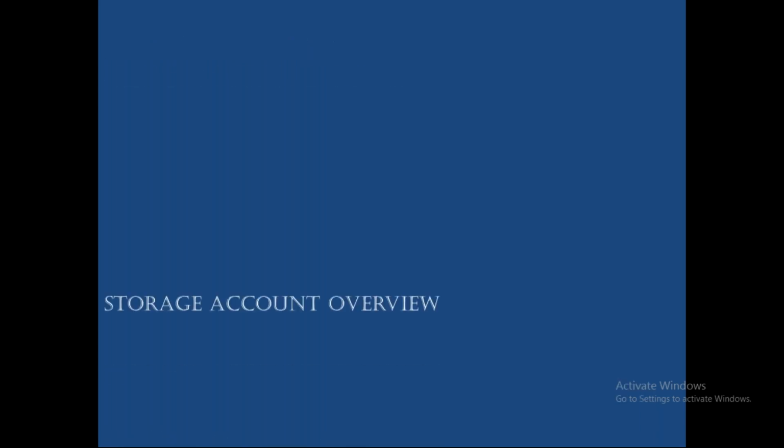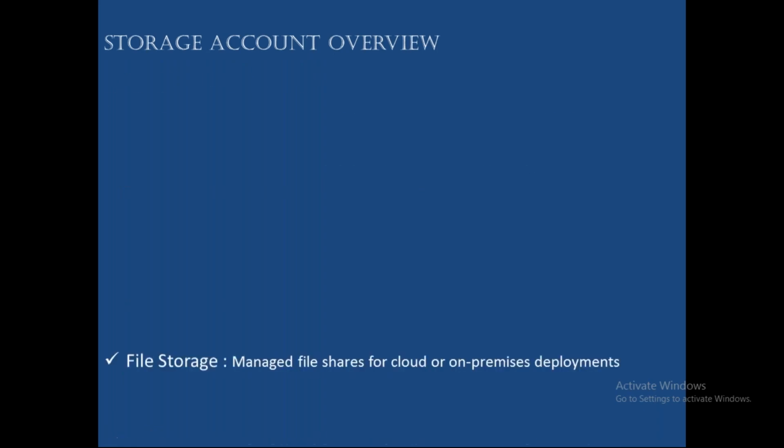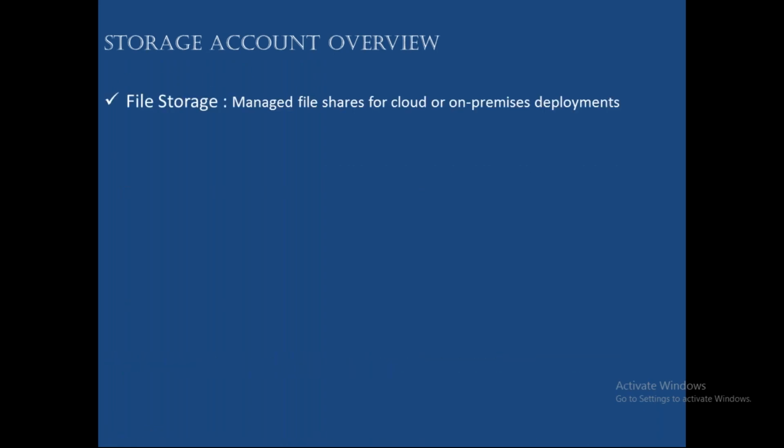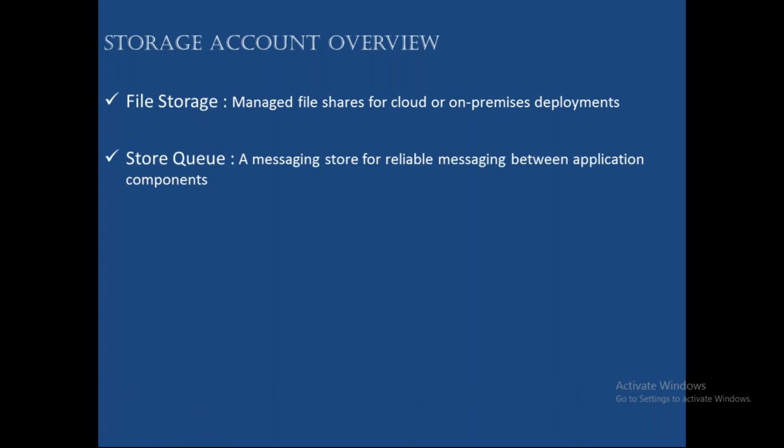Next, storage account overview. Here you see file storage, which I just discussed. It's a managed file share for cloud or on-premise deployment. If you want to move files from on-premise to cloud or cloud to on-premise, you can use the file storage. Next, storage queue, a messaging store for reliable messaging between application components. Next, table storage, a NoSQL store for schemaless storage of structured data.